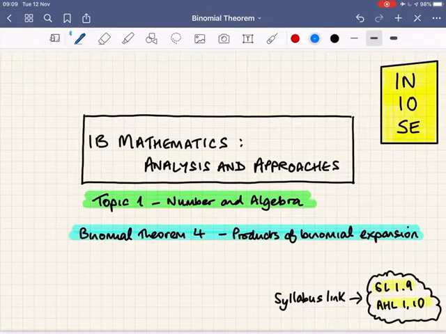In this short session we're going to be looking at a particular type of question where we're asked to find products which involve at least one of the two parts of the product being a binomial expansion. They're a little bit tricky and require a little bit of thinking about how to plan your approach. So I thought I'd give you just a few examples just to get you started.